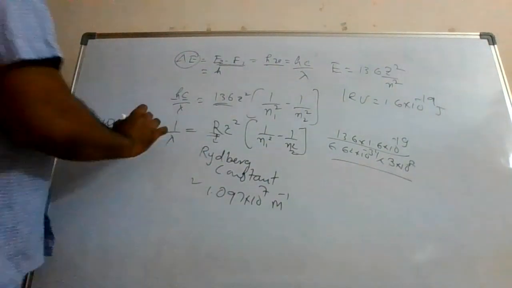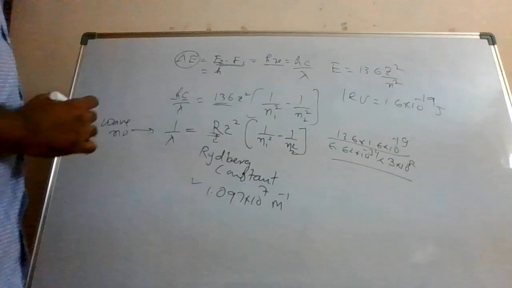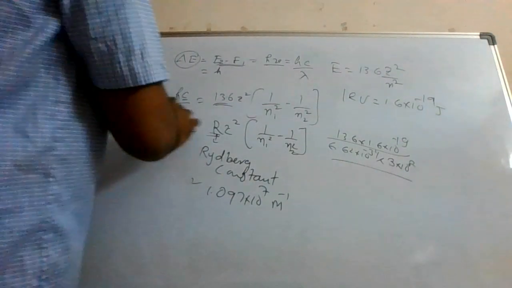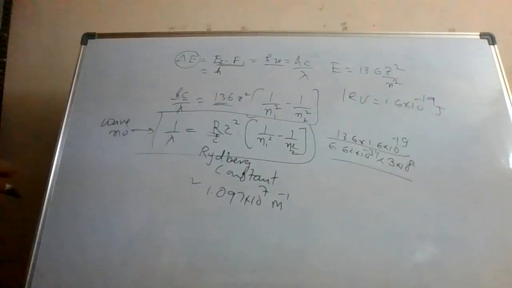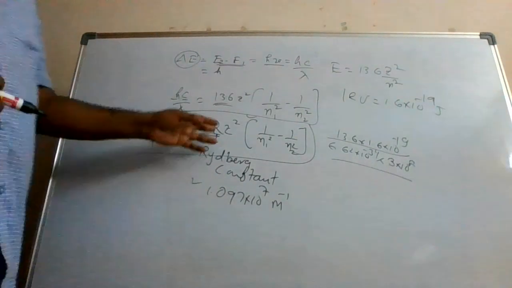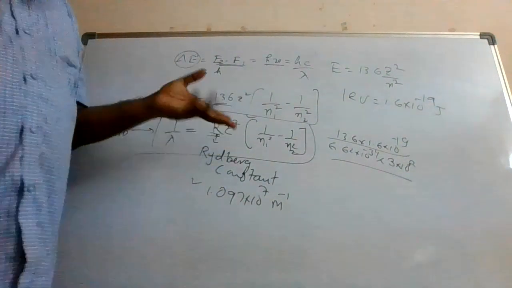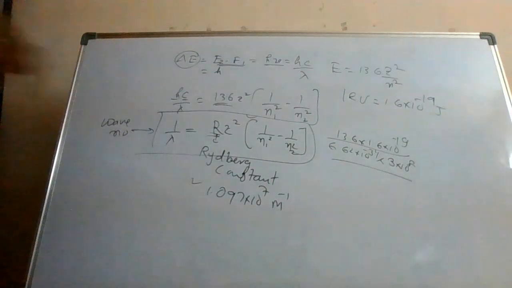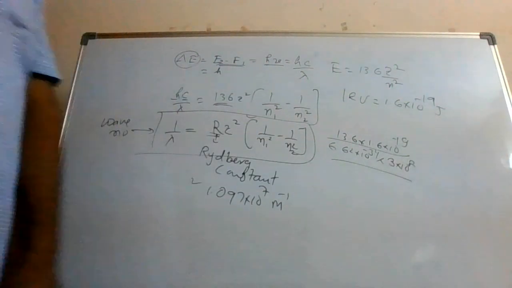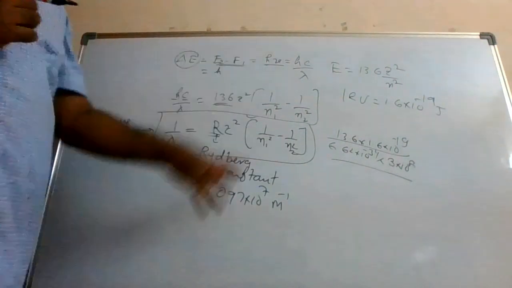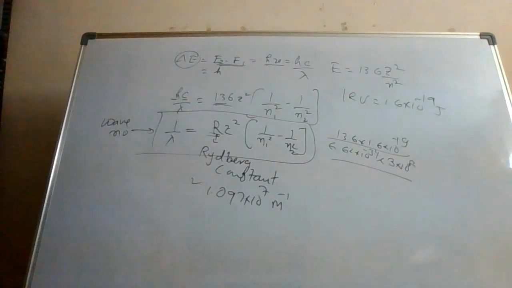So this is the wave number, 1 upon lambda. This is the generic equation to find the wave number. It depends upon the Rydberg constant, the Z value, which element you are talking about, and the orbits. Alright, so let us see this with the help of a sketch. Just make a note of it.